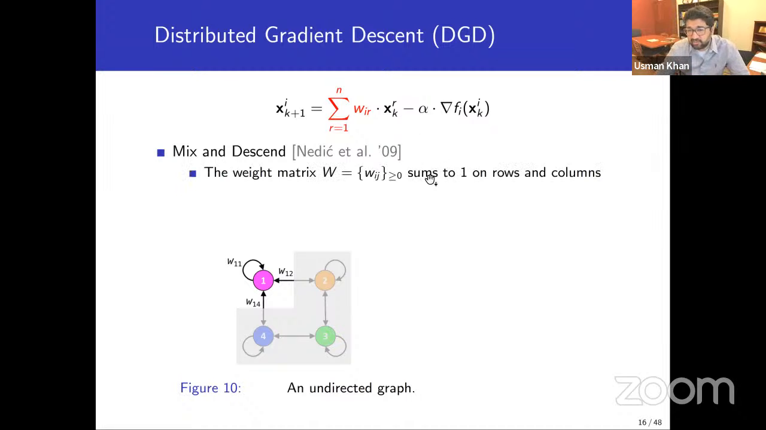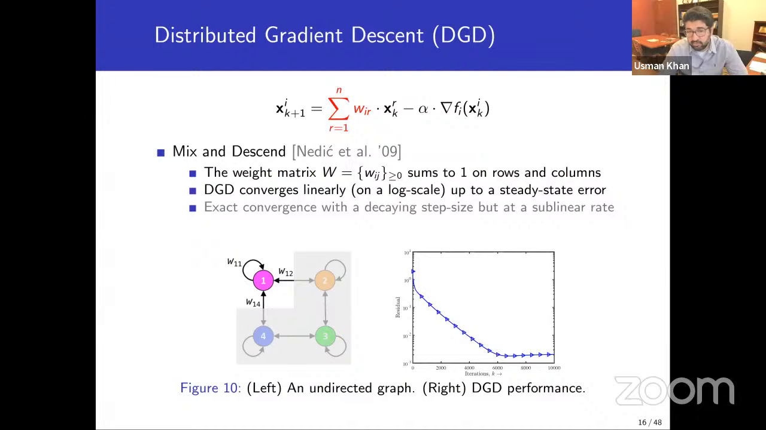The weight matrix has to have certain properties: it has to sum to 1 on both rows and columns. This is what we call doubly stochastic matrices. And the guarantee we have is that this algorithm converges linearly up to a steady state error. So it will keep going down. If you notice, this is a log scale. So the error keeps going down linearly on the log scale, so exponentially on a regular scale, but then it has a flat steady state error.